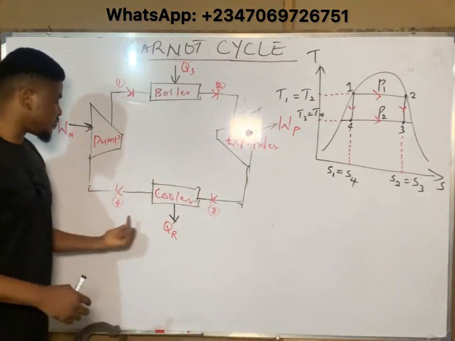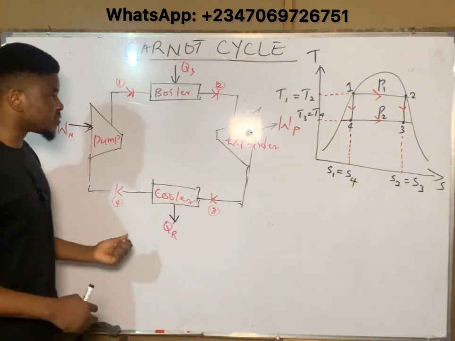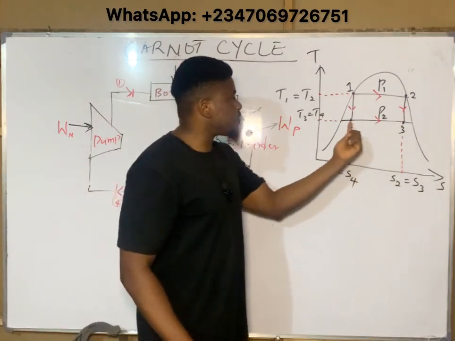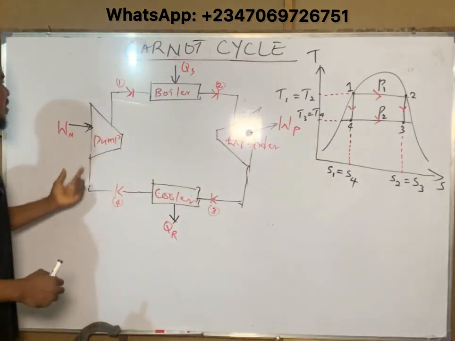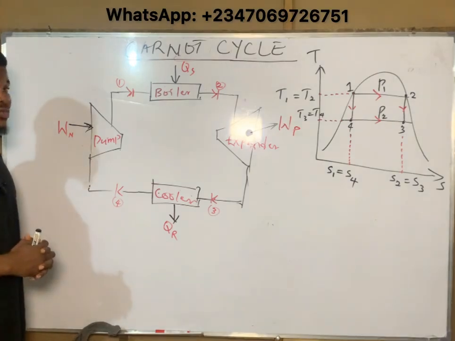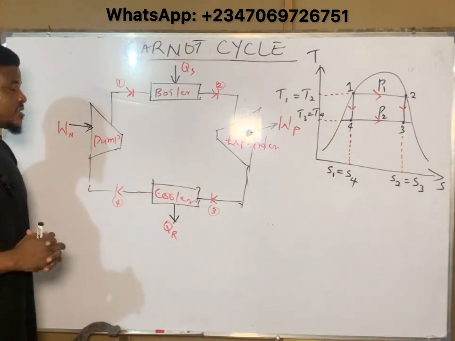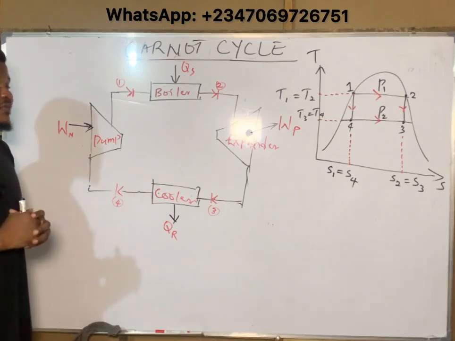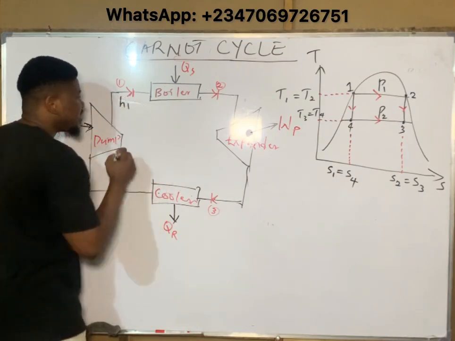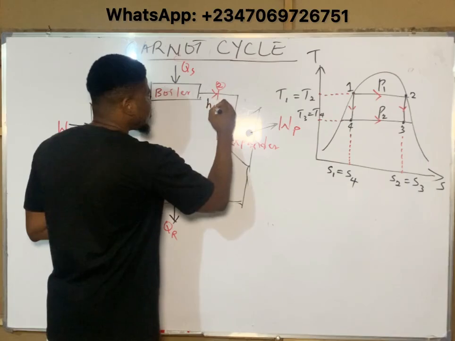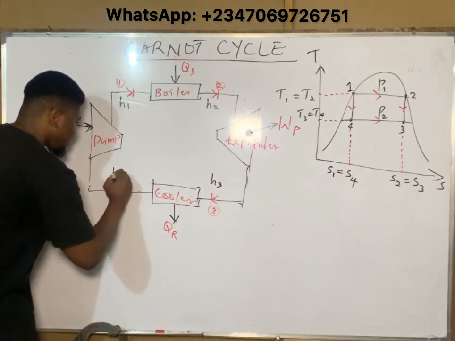Similarly, from state 3 to state 4 is the heat rejection process by the cooler, and that is done at constant temperature. So if you look at the TS diagram, from state 3 to state 4, the temperature is constant, T3 equals T4. And finally, from state 4 to state 1 is the work addition process in the pump, and this is done at constant entropy or adiabatic, as can be seen on the TS diagram. Since we have only pressures given to us, we can call the enthalpy at state 1 H1, at state 2 H2, at state 3 H3, and at state 4 H4.